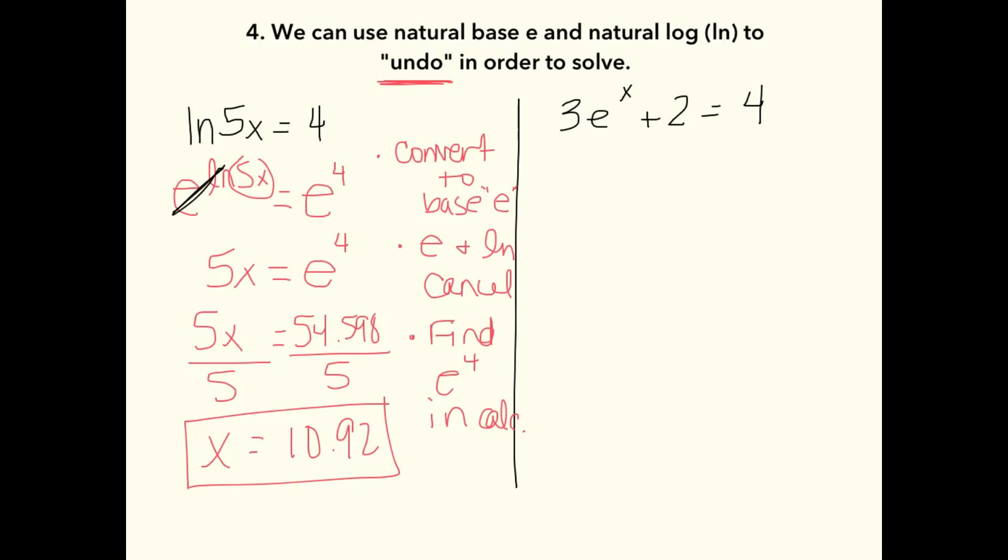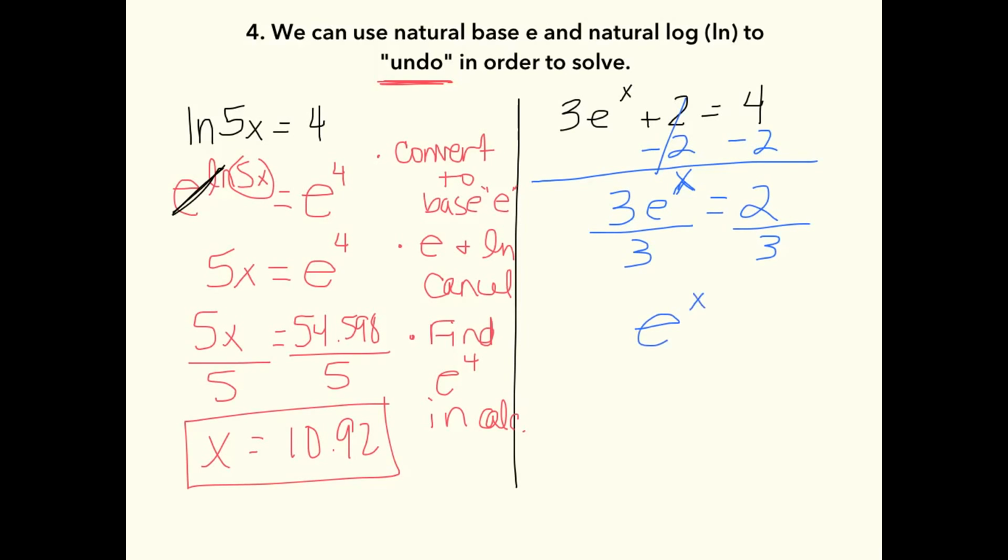All right, so now let's try this other example over here. Just like on this side, we had a natural log 5x, so we had the natural log alone here. We want the e to the x, or e to the whatever it is, alone on this side. So we've got to start off doing just a regular algebra equation, which is to get this part right here by itself. So we subtract 2, so that way we just have 3e to the x equals 2. Then we can divide by 3. So now e to the x is equal to 2/3.